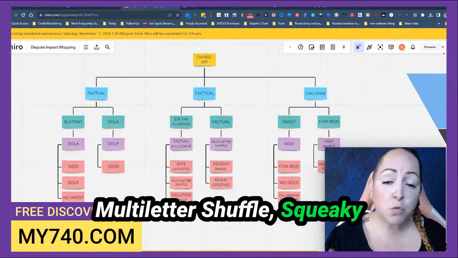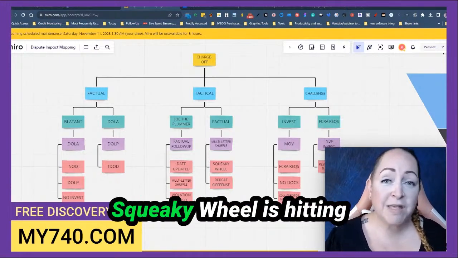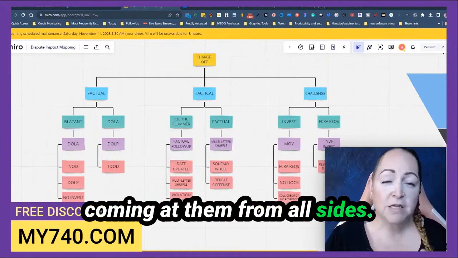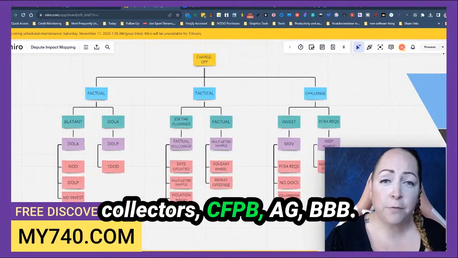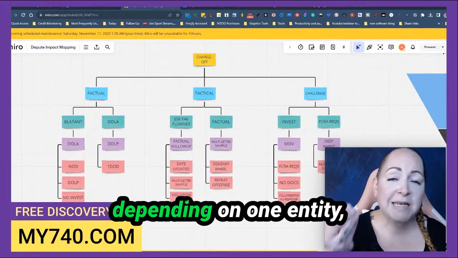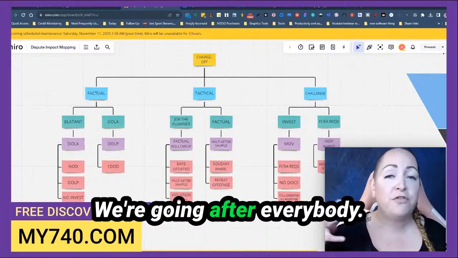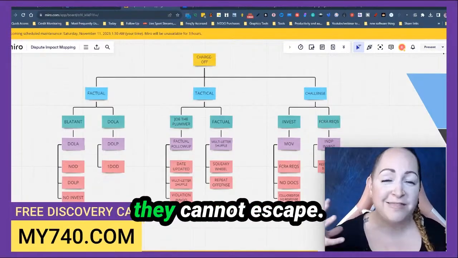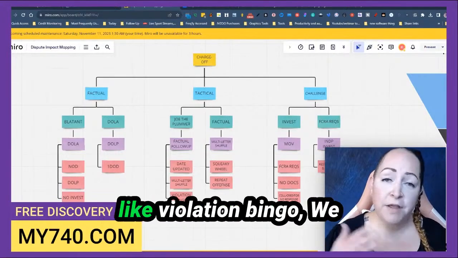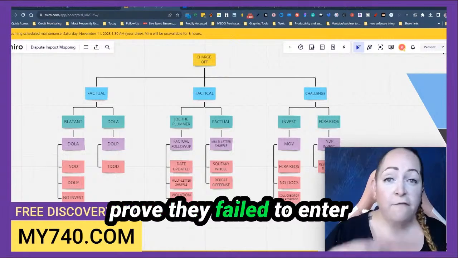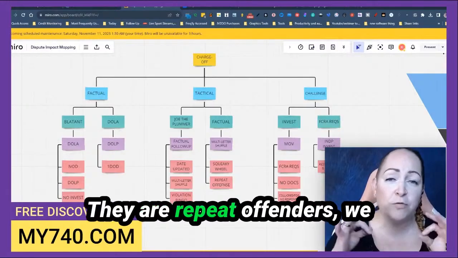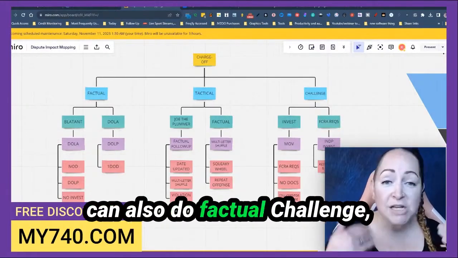multi-letter shuffle, squeaky wheel, and repeat offense. Squeaky wheel is hitting them with everything we have coming at them from all sides. Bureaus, creditors, collectors, CFPB, AG, BBB, FTC complaints, bank complaints. We're not just depending on one entity. We're going after everybody, circling the enemy so they cannot escape. That's the squeaky wheel. Repeat offense means it's like violation bingo. We prove they failed to enter the notice of dispute, failed to update the date last reported, failed to respond. They are offenders.